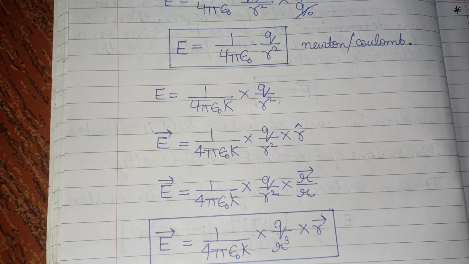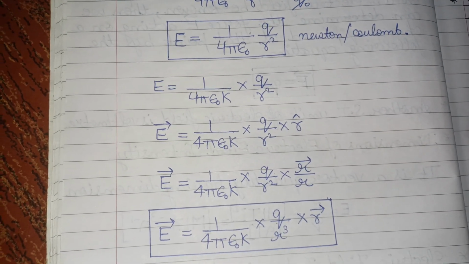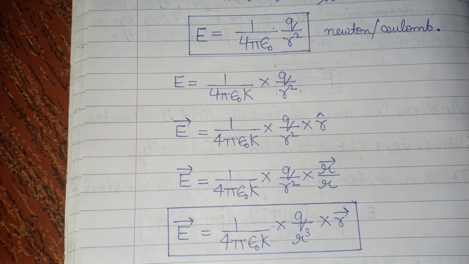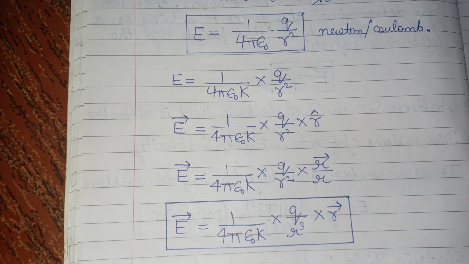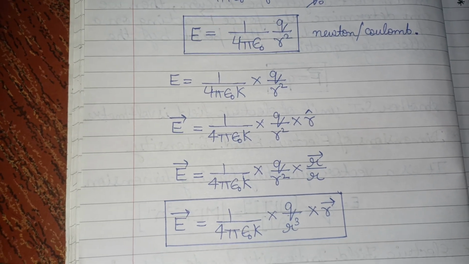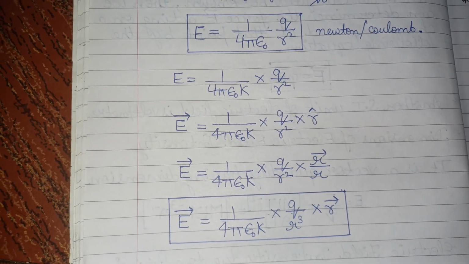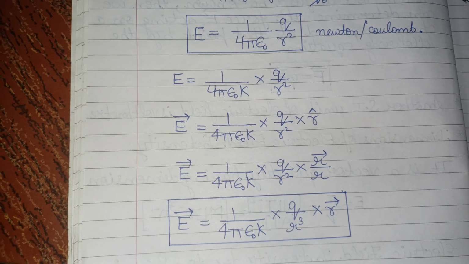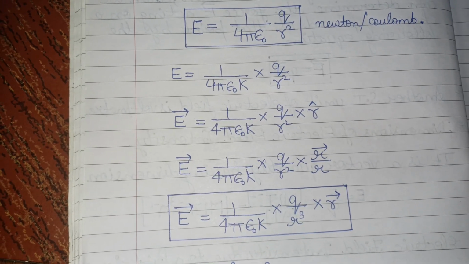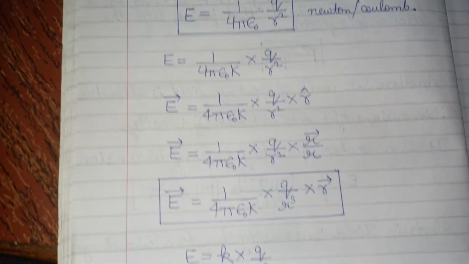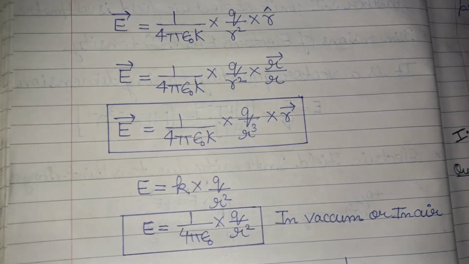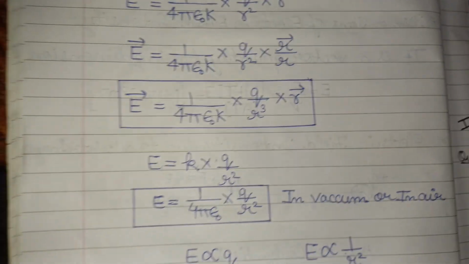And now we are taking the vector form. So electric field, 1 upon 4 pi epsilon naught is K, into Q by r square. Electric field vector is Q by r square into unit vector, and the vector upon magnitude is known as unit vector. So E is 1 upon 4 pi epsilon naught, K Q by r cube into r vector. E is equal to K Q by r square in vacuum or in air.